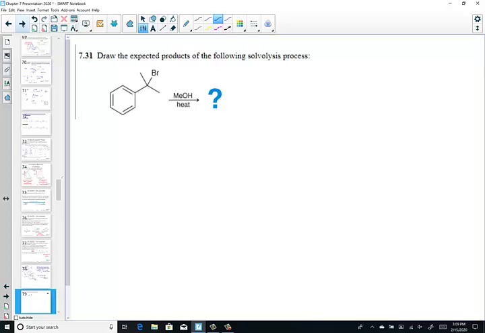Draw the expected products of the following solvolysis. When you see solvolysis, I want you to think unimolecular reactions where the nucleophile for substitution or the base in the elimination are the solvent. And the solvent here is methanol. So just think what that means. It's CH3OH. That's methanol sitting on top of the arrow.